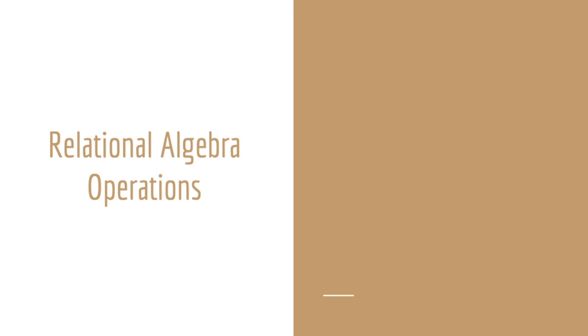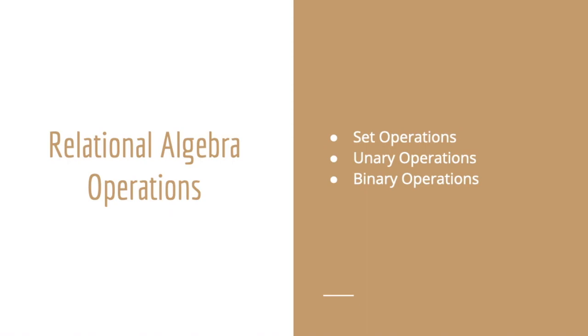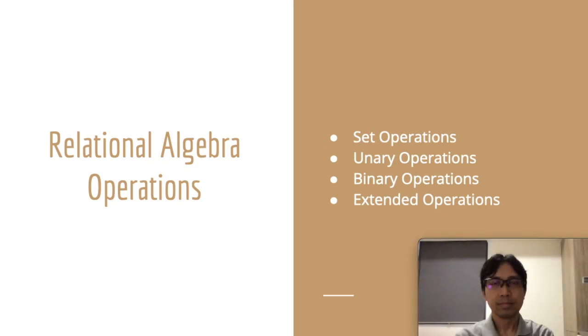There are four types of operations in relational algebra: set operations, unary operations, binary operations, and extended operations. I'll hand you over to Jay to discuss the set operations.